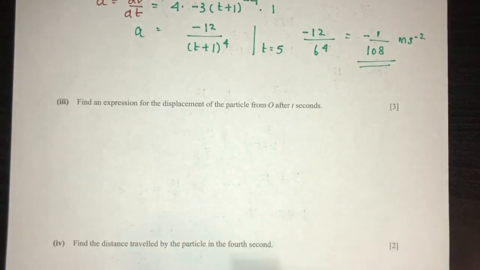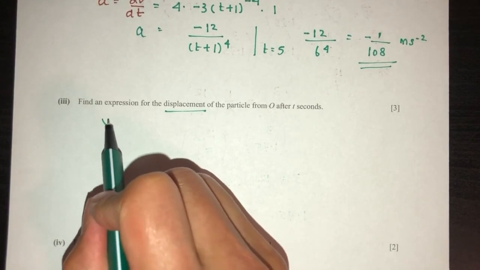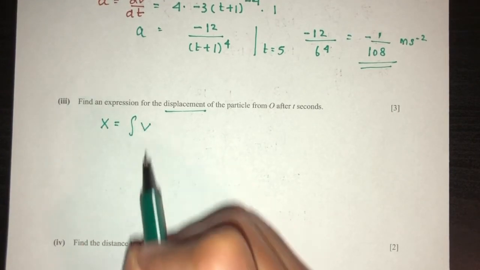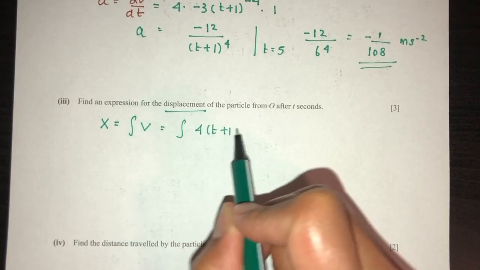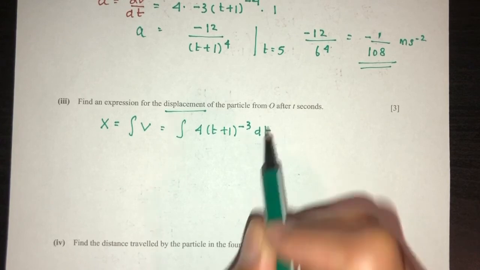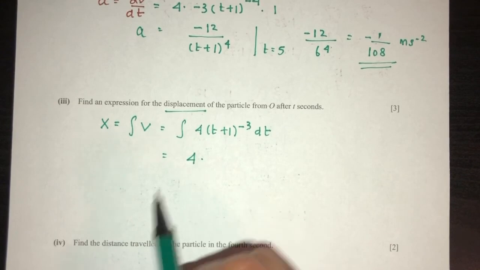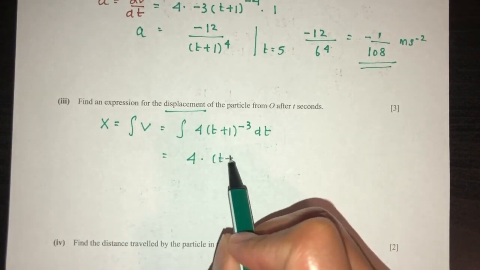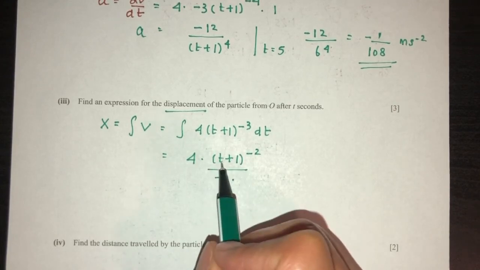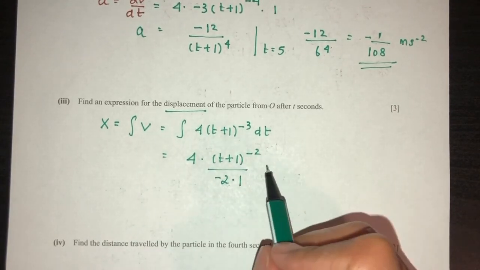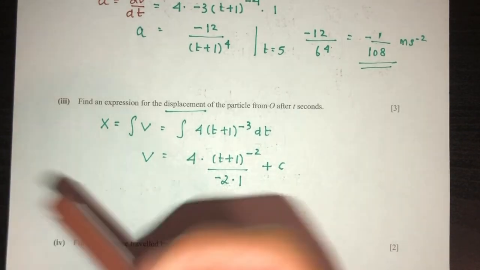Now part 3 is find an expression for the displacement of the particle. So to find x, we have to integrate your v. That will be the integral of v, which is given to you by 4(t + 1)^-3 dt. So let's do that. 4 is only a multiple. We can leave this alone outside. Then we have to add 1 to the power, so that becomes minus 2. Then divided by minus 2, divided by the differentiation of the inside, that is only 1. Now plus c. Sorry, this is x, not v, x.